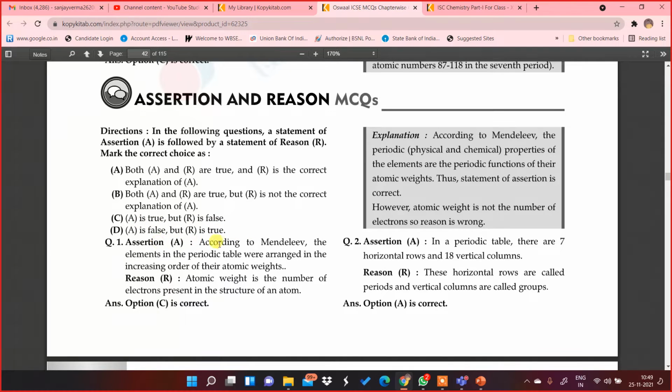Now, assertion is, according to Mendeleev, the elements in the periodic table were arranged in the increasing order of the atomic weights. And reason R is, atomic weight is the number of electrons present in the structure of an atom. So, you have to choose from A, B, C, D, which is the correct statement.